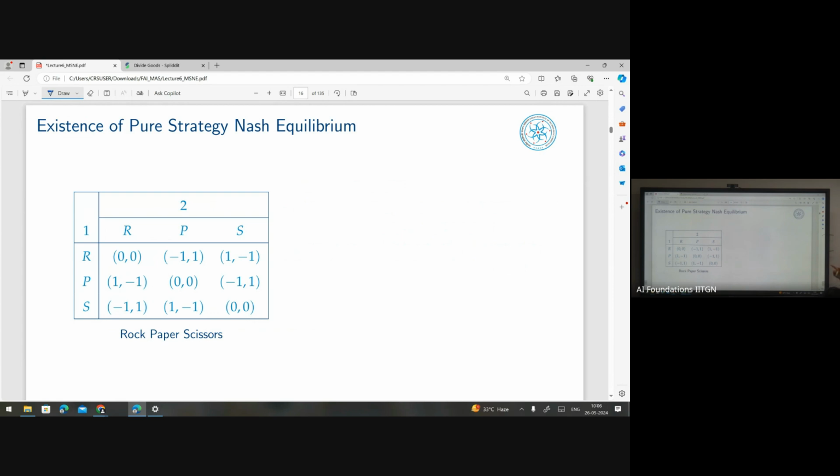So this is a zero-sum game. And if you quickly verify, there won't be any dominant strategies here. There won't be iterated dominance. No pure strategy Nash equilibrium. So what we tend to do is randomize in this game.